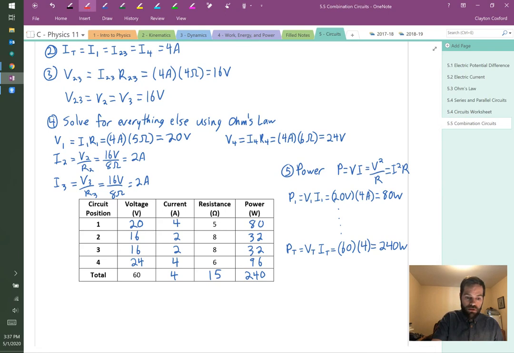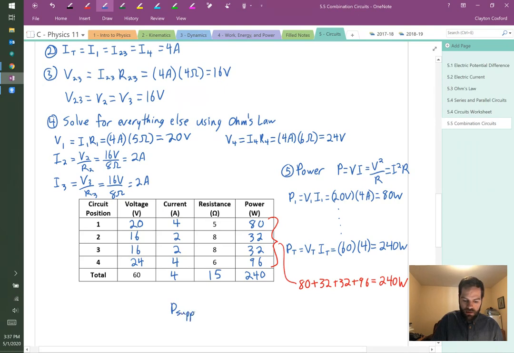And so what we can do here is take these numbers, 80 plus 32 plus 32 plus 96, and that equals 240 watts. Let's draw an actual W there. And what we can see is that the power supplied equals the power consumed. There's a good check. We've done this correctly.